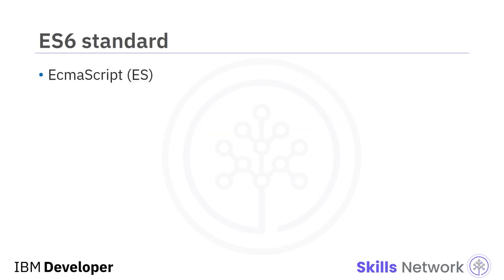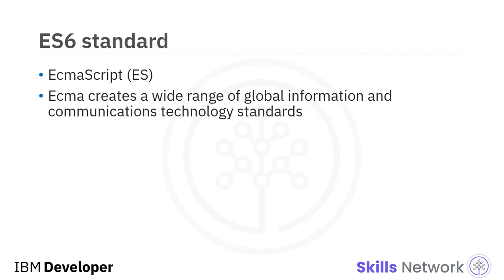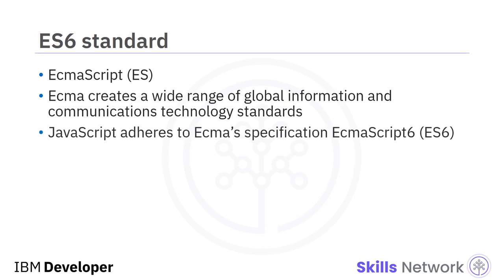ES is short for ECMAScript. Ecma is a standards organization that creates a wide range of global information and communications technology standards. JavaScript adheres to Ecma's specification ES6, which came out in 2015. The newer versions of ES are named after the year of release. The most recent is ECMAScript 2020. ES.Next is a dynamic name used to refer to the forthcoming version of ECMAScript.